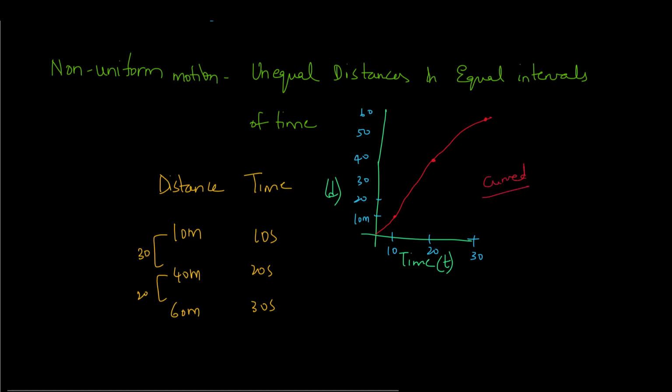From this you can say that non-uniform motion graphs can be curved, or irregular, in the sense it could be something like this as well. So this is how you have to understand non-uniform motion and uniform motion.